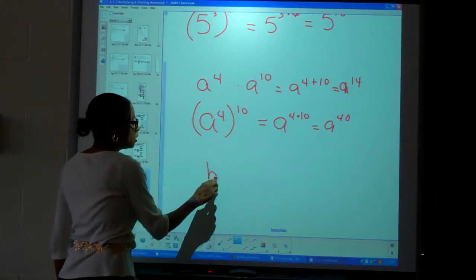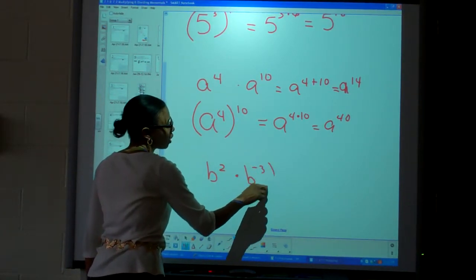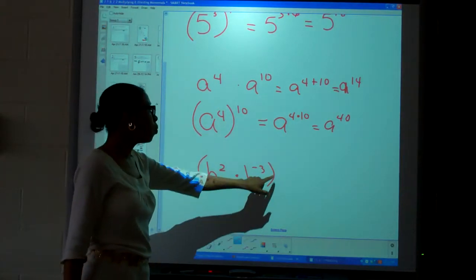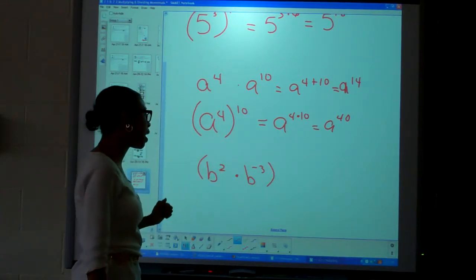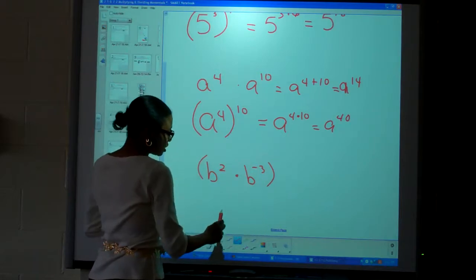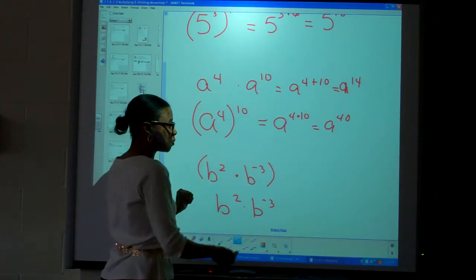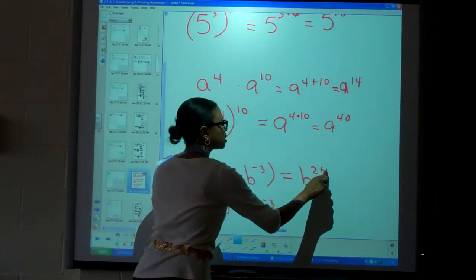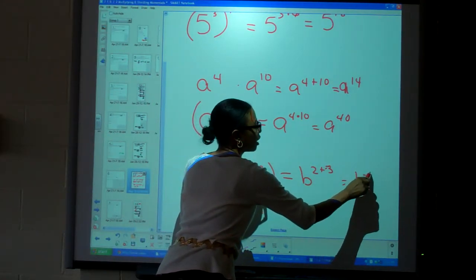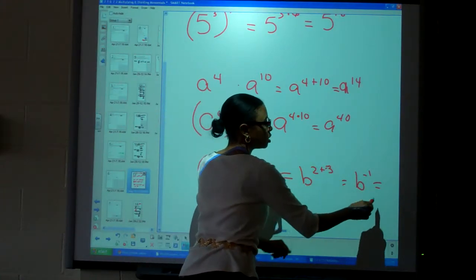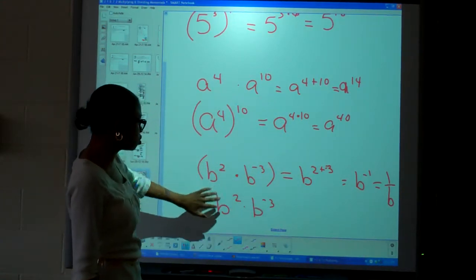Here's one more example. I may do something like this: b squared times b to the negative 3rd power. I might do parentheses like that. Well, what is the exponent? Remember, when there's no exponent or no number written there, it automatically means to the 1st power. So this is the same thing as b squared times b to the negative 3rd power. And what do we do on this one? We add the exponents. So, b squared plus negative 3, which is b to the negative 1st power, which just means it should go to the denominator, 1 over b to the 1st power, but we don't write a 1st power. Same thing here. These two are the same.